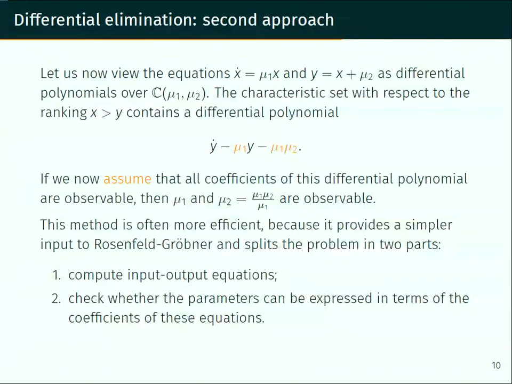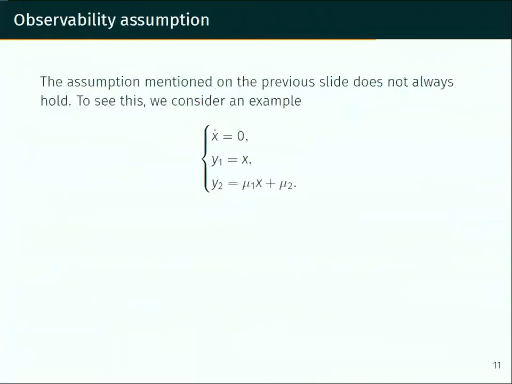However, there are still some issues here. One is that Rosenfeld-Grobner still computes more than they want. So you still get certain formulas, and you still get other elements of the characteristic set that you were not interested in. And the second issue is that this assumption that coefficients can really be measured fails in some situations. I just want to show you one of them. This will look a bit artificial. I will explain later what this example means in a more general context.